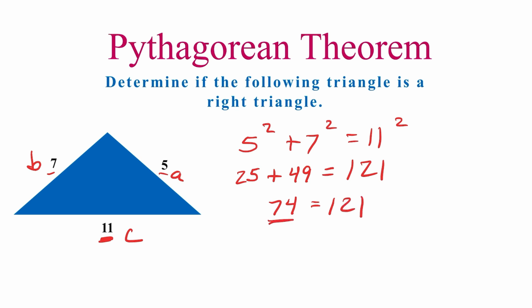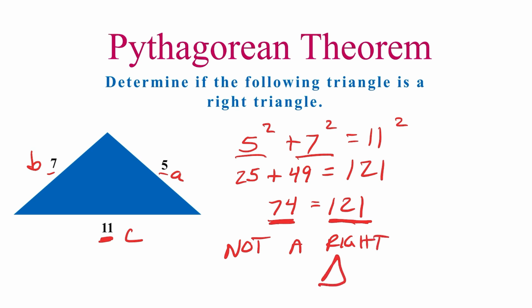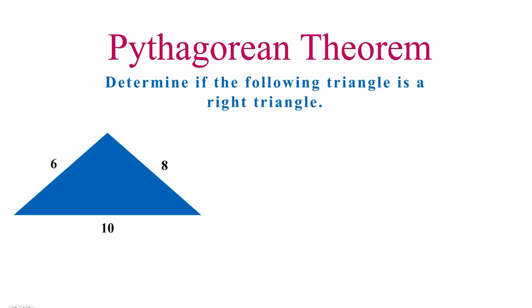But this number is the two squares added up. And we know that for it to be a right triangle, they have to equal the square of the big side. They do not, so this is not a right triangle. So if you're just doing yes or no, you would put no or false. For it to be a right triangle, these numbers have to equal each other. Okay? Same thing on here.